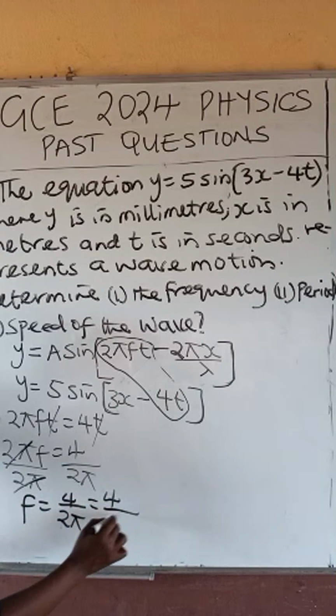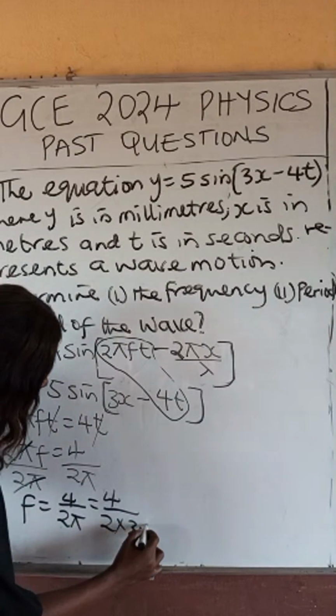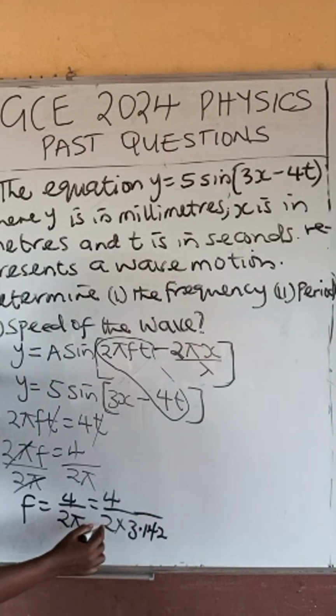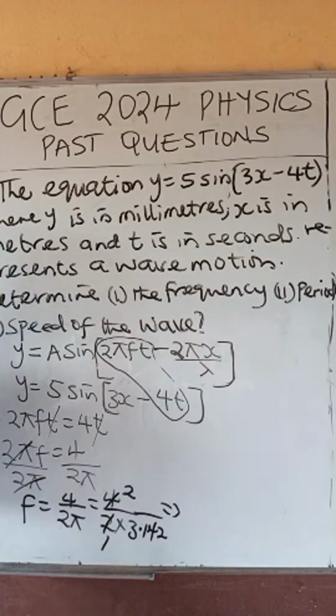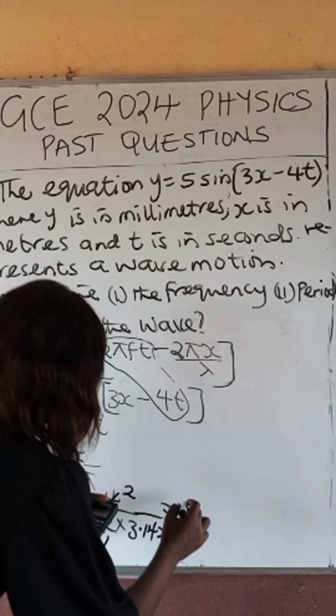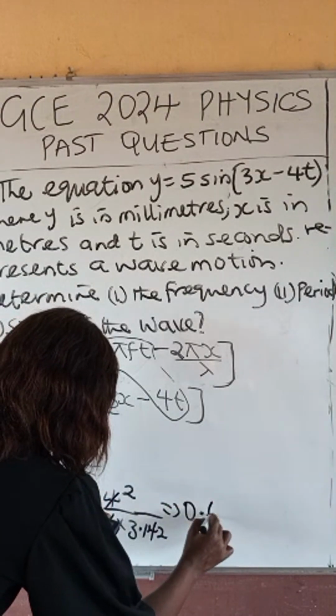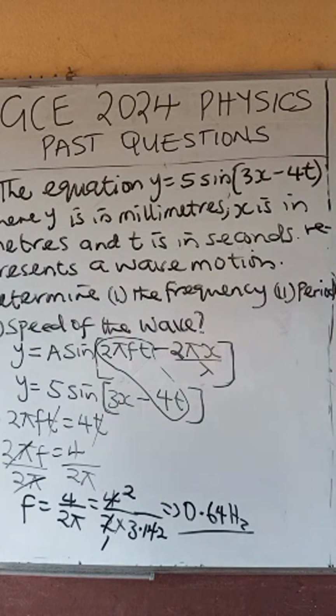Now this is 4 divided by 2 times π. π is 22 over 7, or 3.142. If I divide 4 by 2, I have 2. So what I'm going to do is to say 2 divided by 3.142. So my answer becomes 0.64 Hz, approximately.